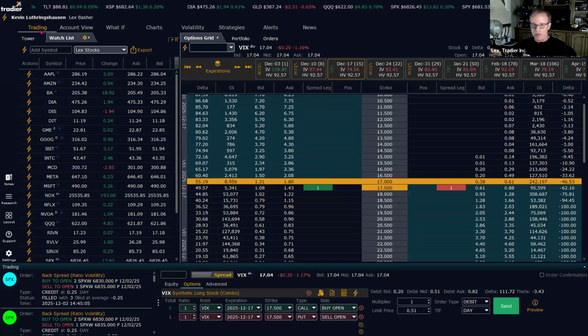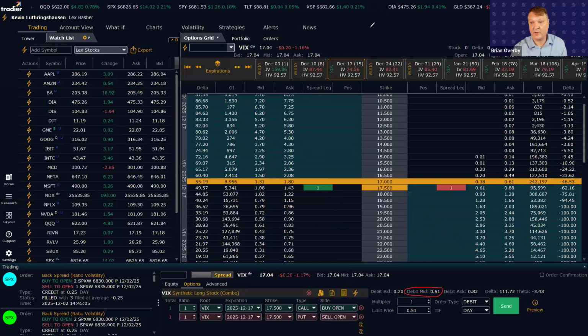So let's do this math, right? Now, bear with us. It's probably going to be pennies off because the market closed, and when the markets close, they get a little weird and funky in wideness. But let's see how we do. So this combo in the ticket is, and I'm going to take the midpoint, debit mid is 51 cents. We'll call it 50 just to make the math easy. And this is the December 17th expiration. That's right, highlight that.